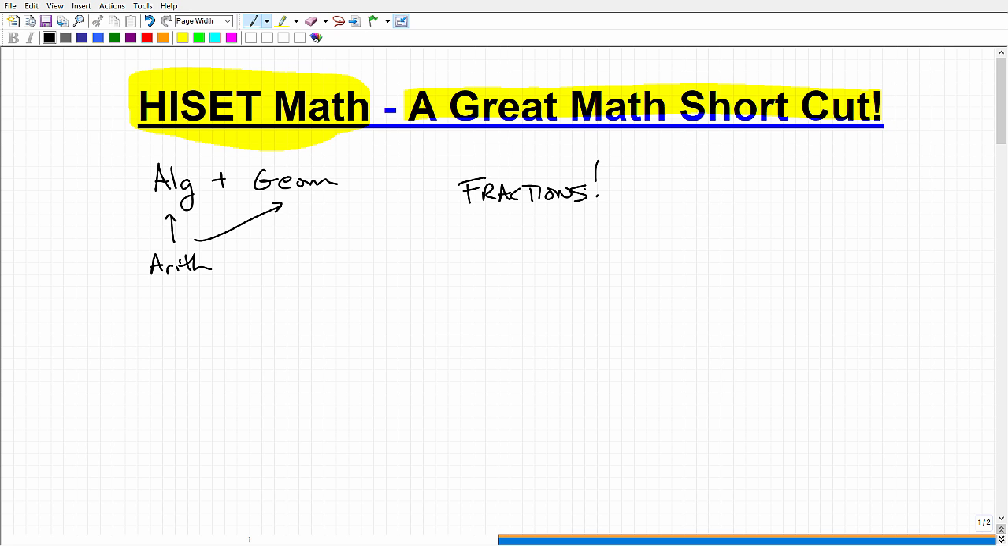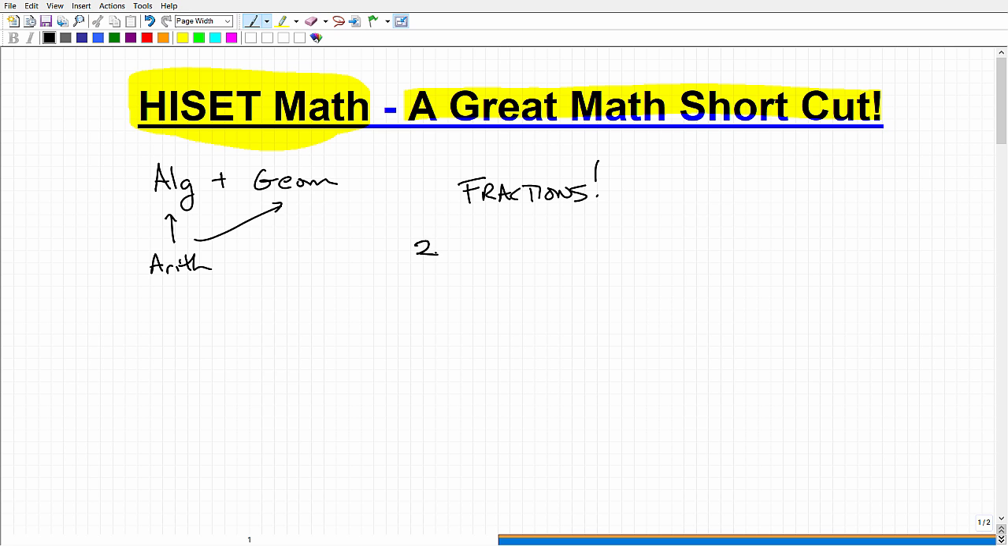The thing about it, though, is fractions are a reality. Fractions are everywhere in mathematics, and you're definitely going to see them on the HiSET. So you have to have a real mastery of them. What I'm going to share with you is a nice shortcut about fractions. Before I share the shortcut, I'm going to say the following.